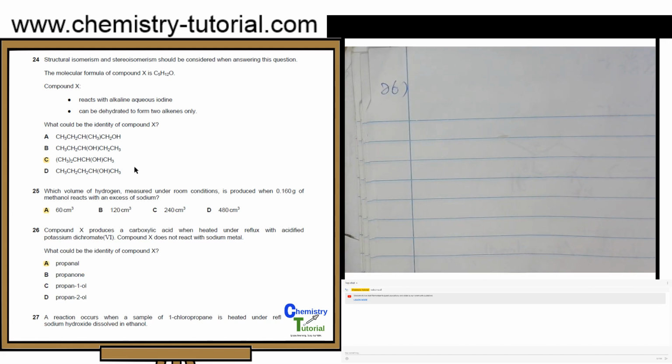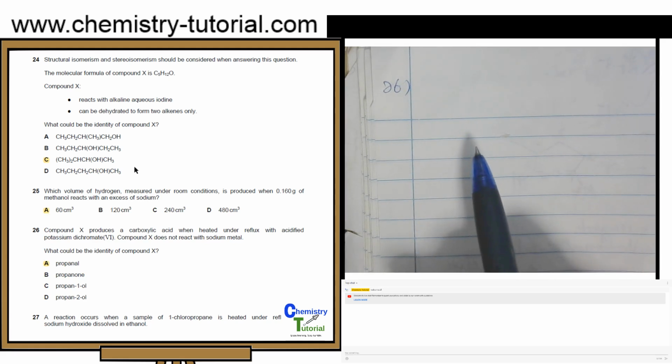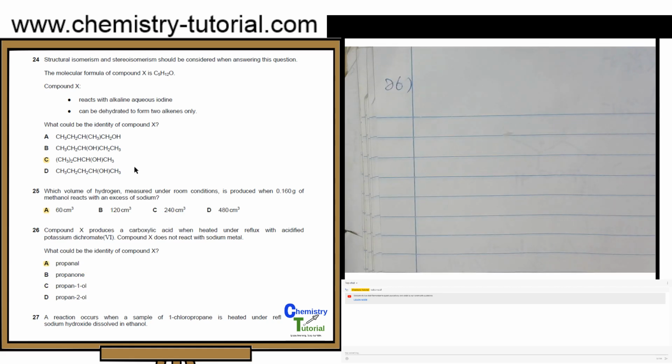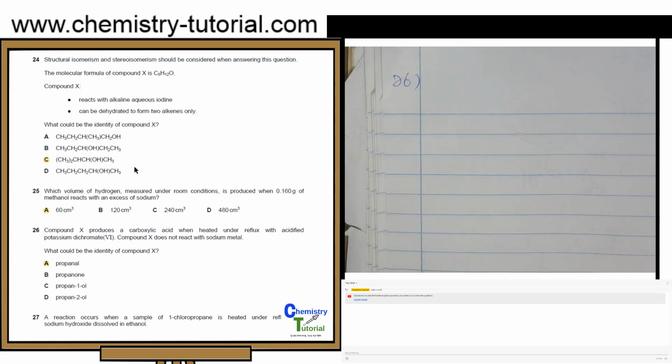Now, in this case here, let's go through all the options. Option A, propanol. It can produce a carboxylic acid because it's an aldehyde. B, propanone. You look at the last three letters, the suffix ONE, so it's a ketone. A ketone cannot be further oxidized, so B is out. D is also out because propan-2-ol tells us that this is a secondary alcohol.